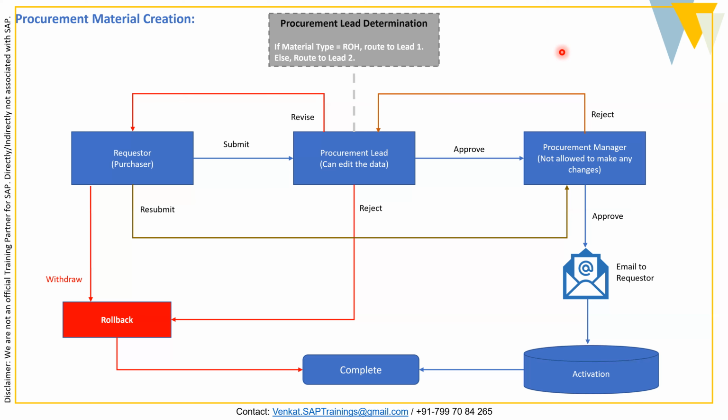Once rejected, it should go back to the previous procurement lead. And once the procurement manager approves, we need to trigger an email notification to the requester. For this, we need to implement one system call or BAdI at this level, and then we trigger the activation. And the requester can resubmit or withdraw the change request. Once the requester resubmits the CR, it should go to the procurement manager. That is how you can explain it. So, just added a few points. That's it.